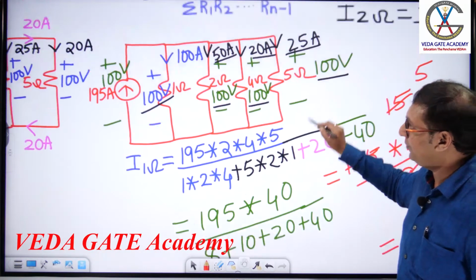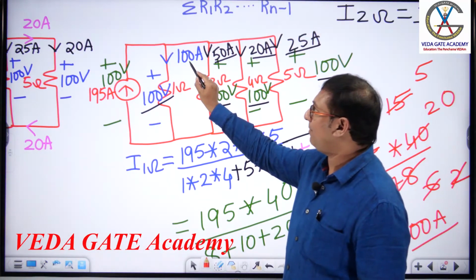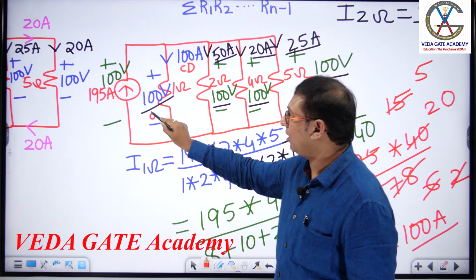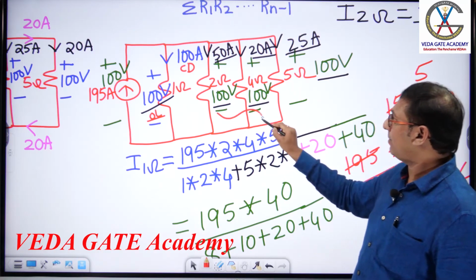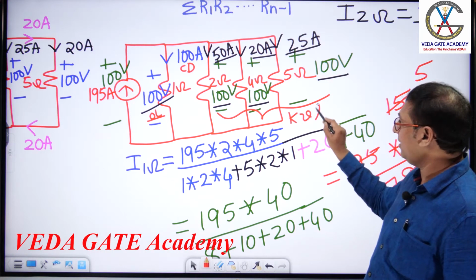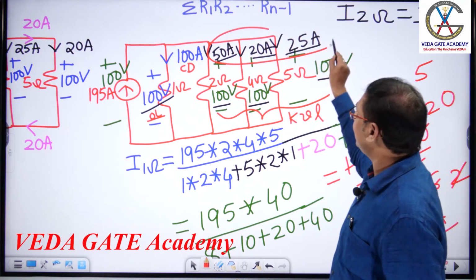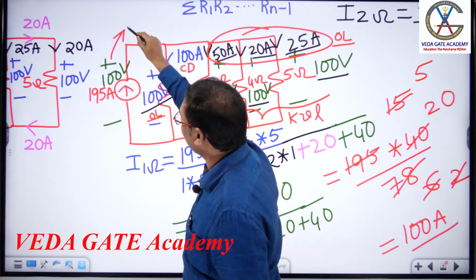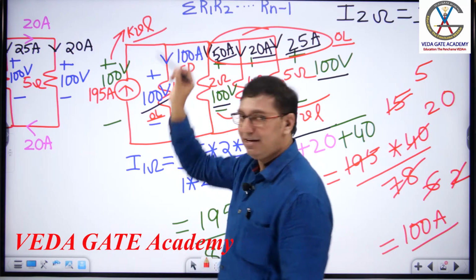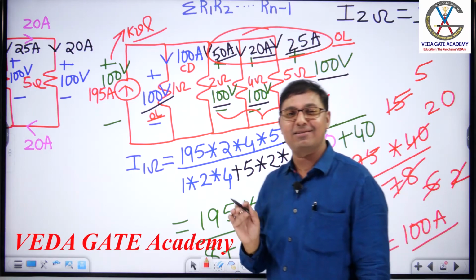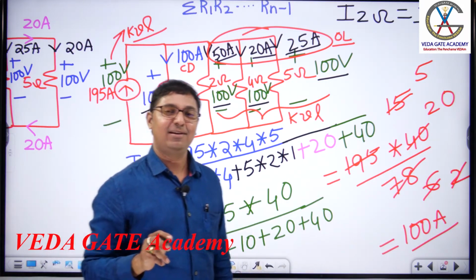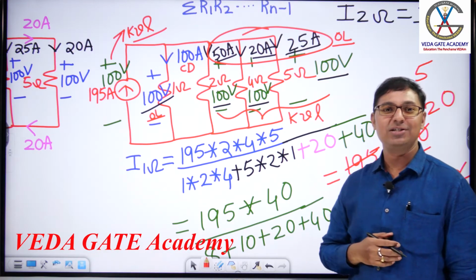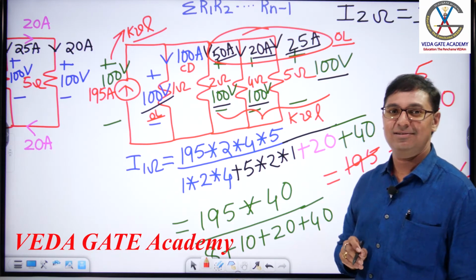Please answer this: how did you get all these answers? We got this current by using what law? Current division. We got this voltage by using what law? Ohm's law. We got the remaining voltage by using what law? KVL. We got these currents by using what law? Ohm's law. Even the voltage across the current source, by what law? KVL. If you learn the subject like this, you will rock like anything. Once you are perfect with the basics, you can easily solve the questions and understand the subject.